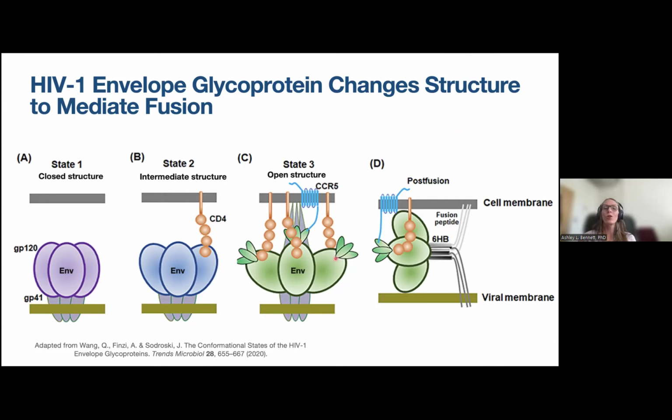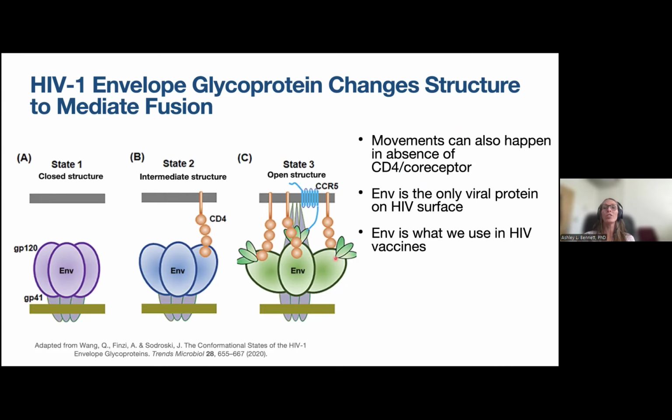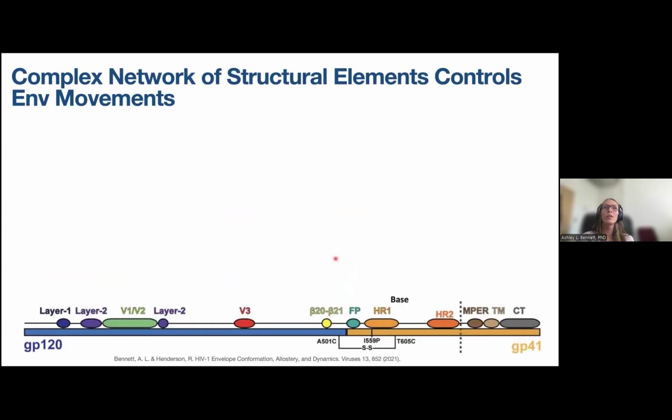Okay. So these movements can happen in the absence of CD4 receptor engagement. And this is important because the envelope is the only viral protein on the surface of HIV, and so this is our primary target when we're designing vaccines. Controlling the envelope movements has been shown by a lot of different work in the field previously to be important for our vaccine designs, and I'll speak a little bit more to that shortly.